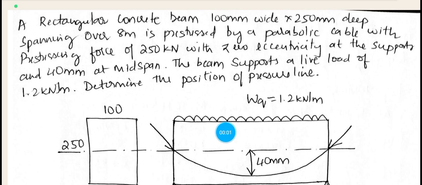A rectangular concrete beam 100 mm wide by 250 mm deep, spanning over 8 meters, is pre-stressed by a parabolic cable with a pre-stressing force of 250 kN, with zero eccentricity at the supports and 40 mm at the midspan. The beam supports a live load of 1.2 kN per meter. Determine the position of the pressure line.